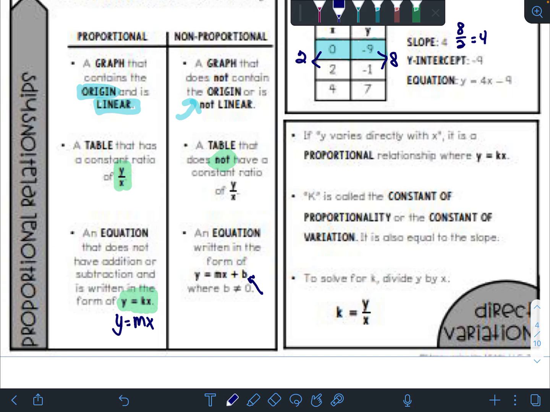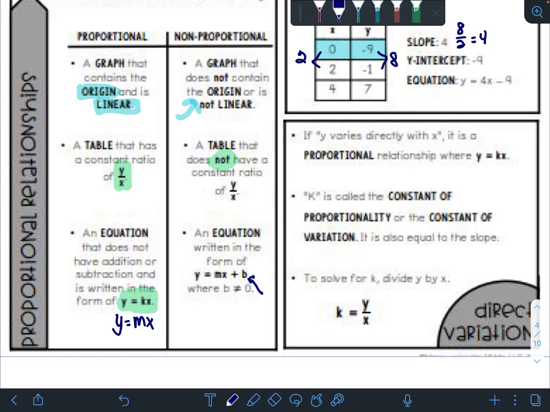Now, let's talk a little bit about direct variation. We really didn't teach you a whole lot about direct variation, and this is just going over a little bit about it. So if y varies directly with x, it is a proportional relationship where y equals kx. k is called the constant of proportionality or constant of variation and is also equal to the slope.